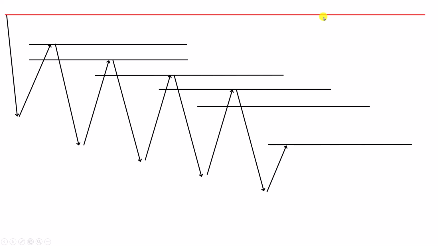Alright? Now, this is only the theory. When you look at a chart, it will not be as easy as this. It will take a lot of practice before you become good at it. Okay?